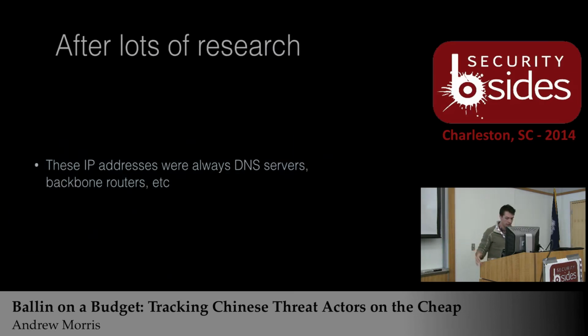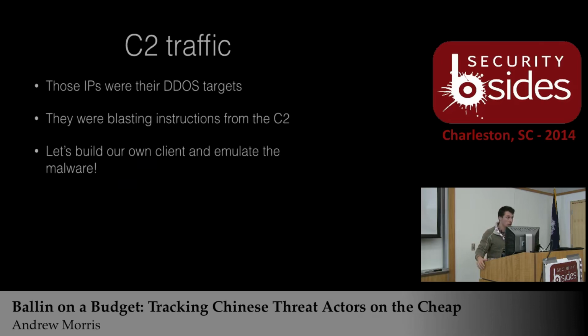After a lot of research, I realized that these IP addresses were all DNS servers and backbone routers and stuff like that. And so I'm still like, okay, why, what is this? So as it turned out, I reversed the malware a little bit more and I talked to some folks. These IP addresses that it was passing were the malware targets. It was the denial of service targets.